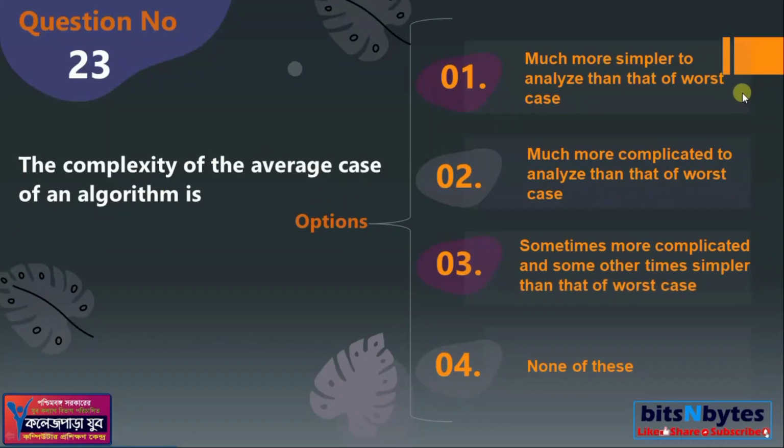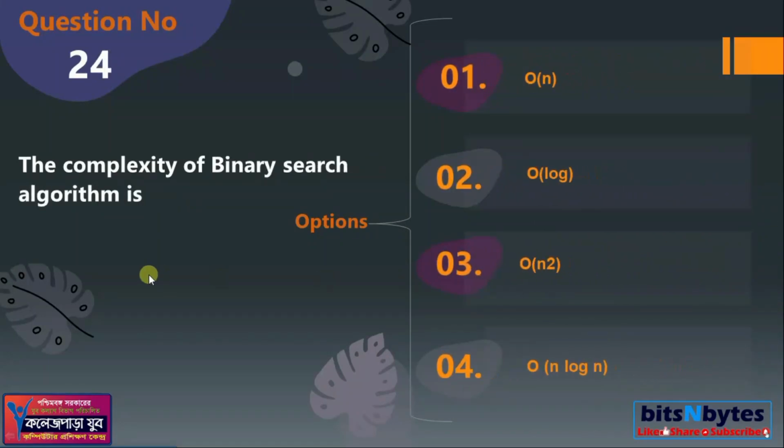Question 23. The complexity of the average case of an algorithm is: 1. Much simpler to analyze than that of the worst case, 2. Much more complicated to analyze than that of the worst case, 3. Sometimes more complicated and some other times simpler than that of the worst case, 4. None of these. Answer: much more complicated to analyze than that of the worst case.